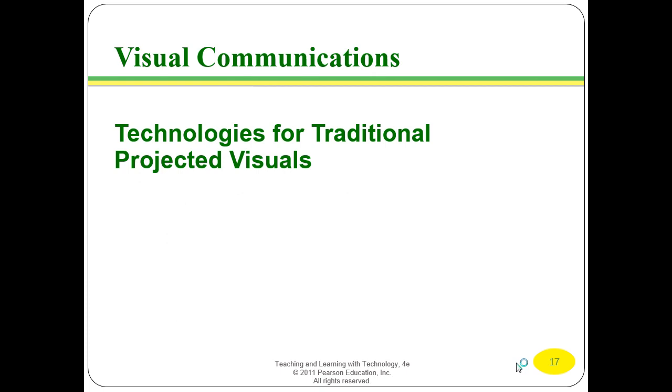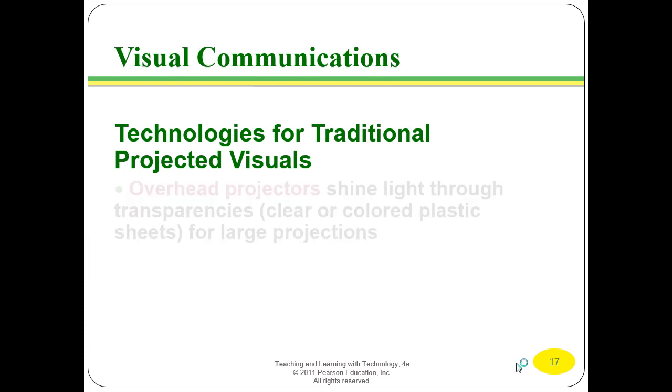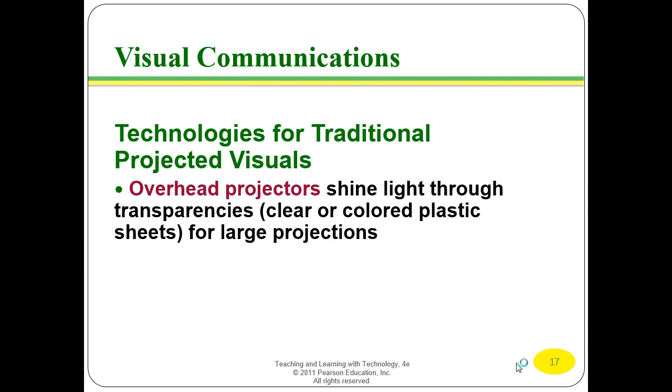Now, what are some technologies for traditional projected visuals? Well, we go back to the 20th century and the overhead projectors, which basically had a light source inside there and kind of projected it up through a screen to a little mirror that then projected to a screen on our walls. You could have either clear or colored plastic sheets, and it certainly helped to kind of blow up the information so that everyone could see it and read it.